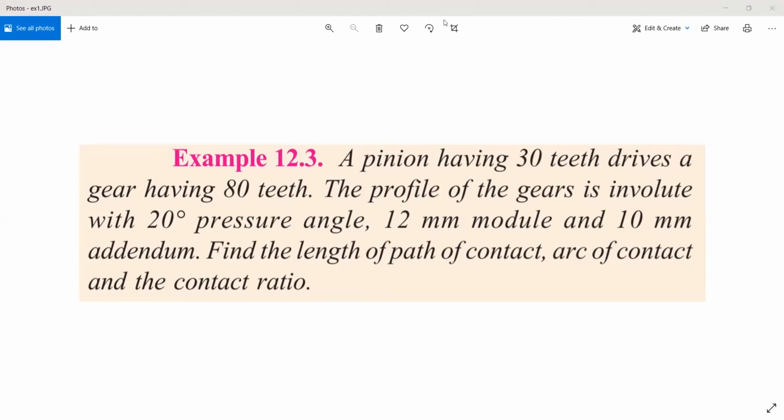Okay, so let's continue the session. In the previous lecture, we were solving this example, and half of the example was done. The last two things remaining are length of contact and contact ratio. So let us quickly revise first from the beginning.